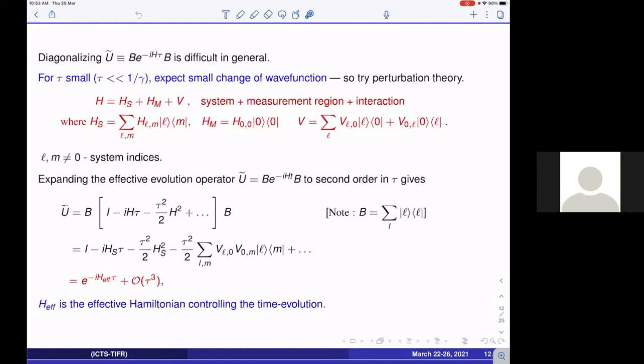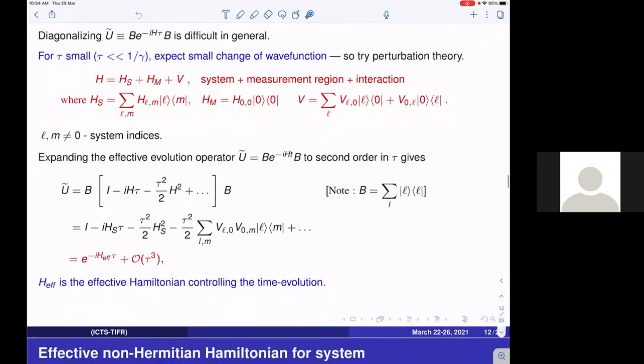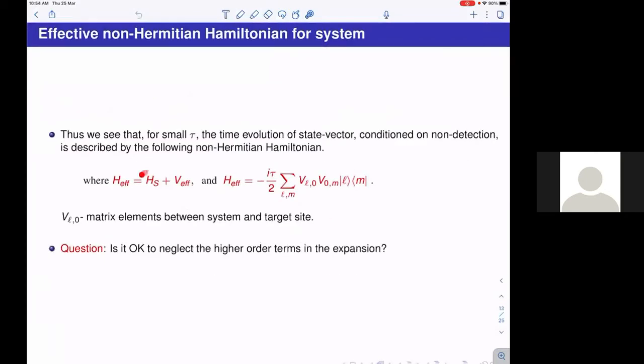Okay, so now if I take this limit, if I look at this operator and do an expansion of e to the power minus iHtau, then I get something like this. Up to tau square, if I keep terms up to order tau square in this expansion and neglect all the terms of order tau cube, then what one finds is that you can rewrite this as an exponential of some non-Hermitian effective Hamiltonian. This non-Hermitian effective Hamiltonian essentially looks like this. It is the usual system Hamiltonian plus some effective Hamiltonian, which is imaginary, and basically it corresponds to the particle moving from system site L to the detector site and then coming back. Okay, so it's a second order effect, so that's why it has this structure.